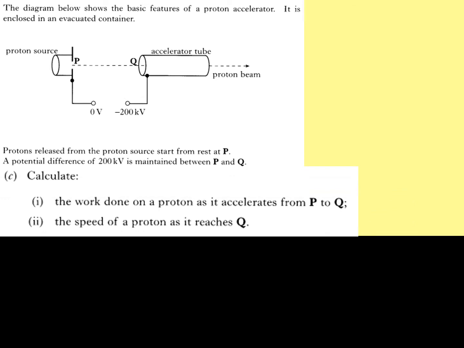In part C, we're asked to calculate the work done on the proton as it accelerates from P to Q, and the speed of the proton as it reaches Q.